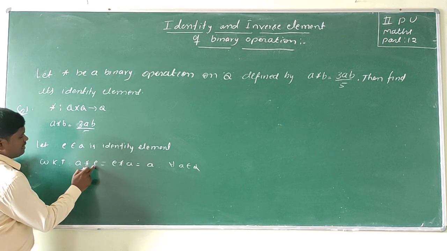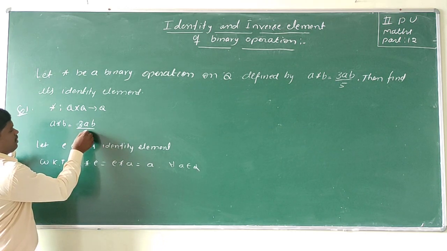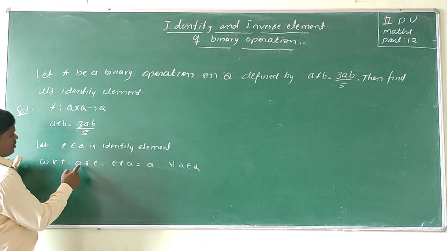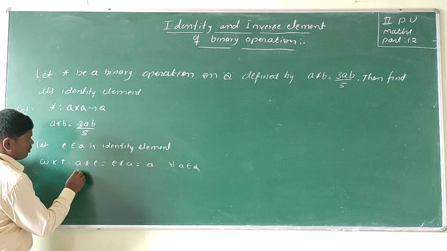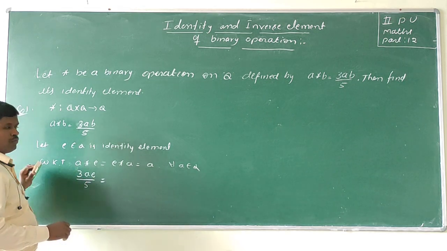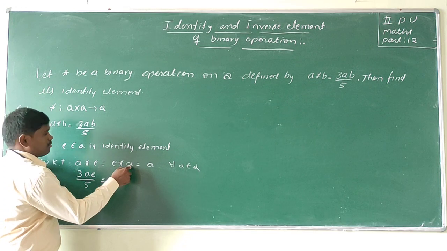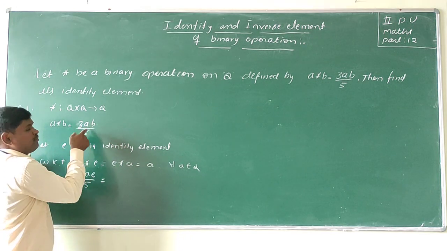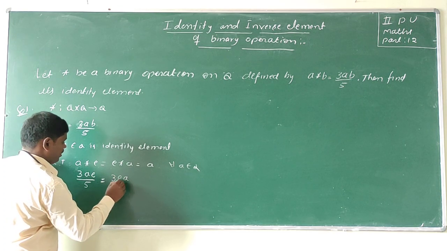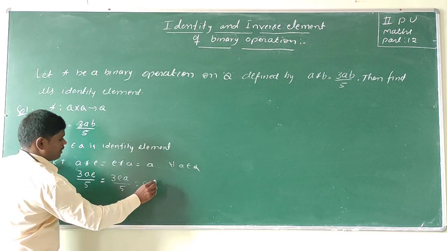So A star E: here, A star B is nothing but 3AB by 5. So A star E is equal to 3AE by 5. Similarly, E star A is equal to 3EA by 5, which is equal to E.